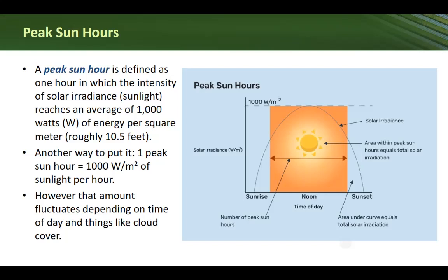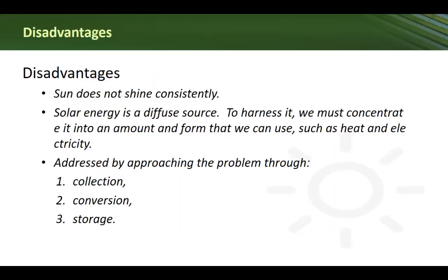So if we're talking about these peak sun hours and the limited availability that may exist in particular parts of the country or the world, we have to go ahead and take a look at the disadvantages. Sun is not always there. We have nighttime, right? And so this is not an all-the-time producing energy source. And it's a diffuse source. And to harness it, we have to concentrate it into an amount and form that we can use, like heat and electricity. Addressed by approaching the problem through how do you collect it?